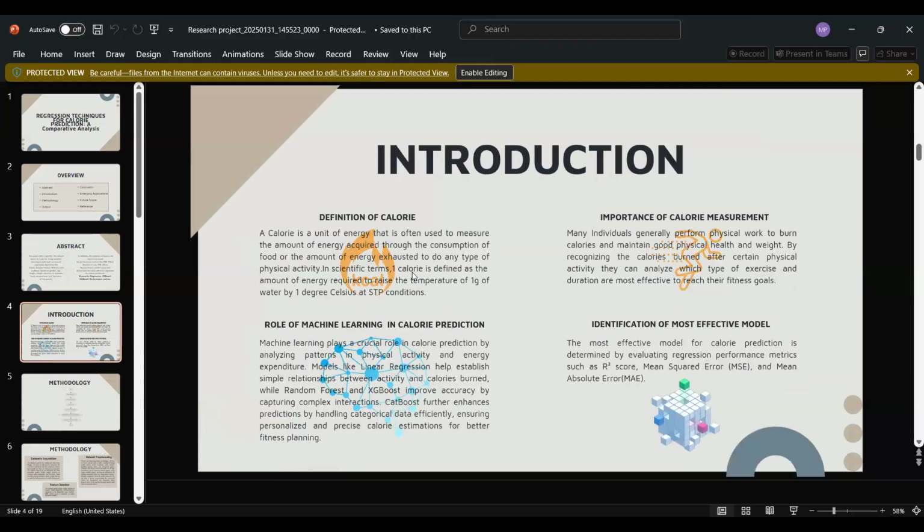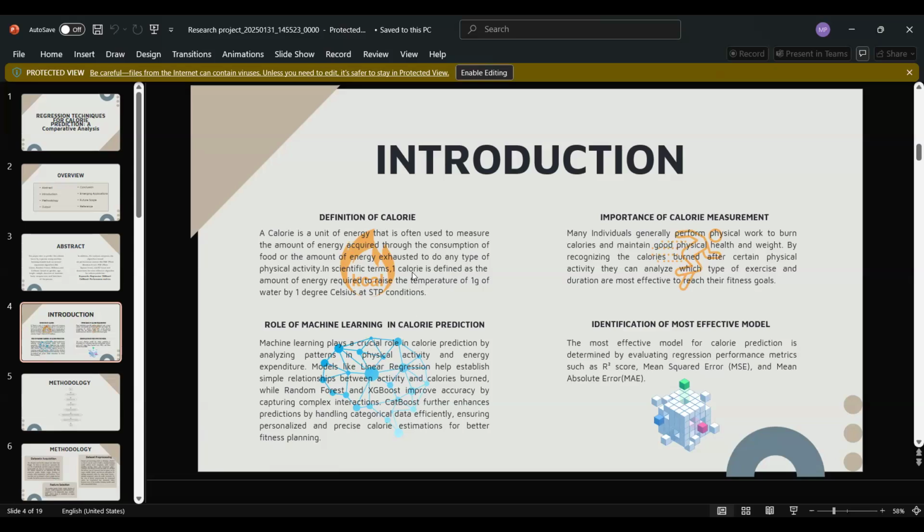So before going to introduction, generally a calorie can be defined as the amount of energy exhausted to do any type of physical activity. In other scientific forms, we can define a calorie as the amount of energy required to raise the temperature of 1 gram of water by 1 degree at STP conditions.